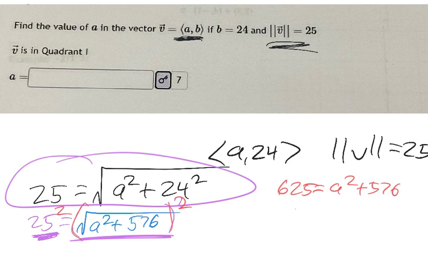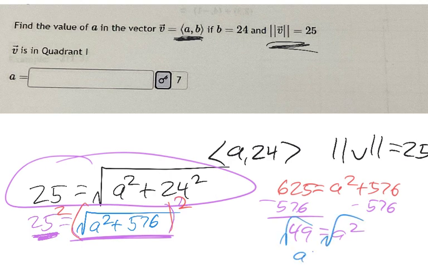All right, anyways, subtract 576. I'm going to guess that's 49. Just a hunch. So A equals 7, because this is a 7, 24, 25 Pythagorean triple. All right, that's the last one I have memorized.